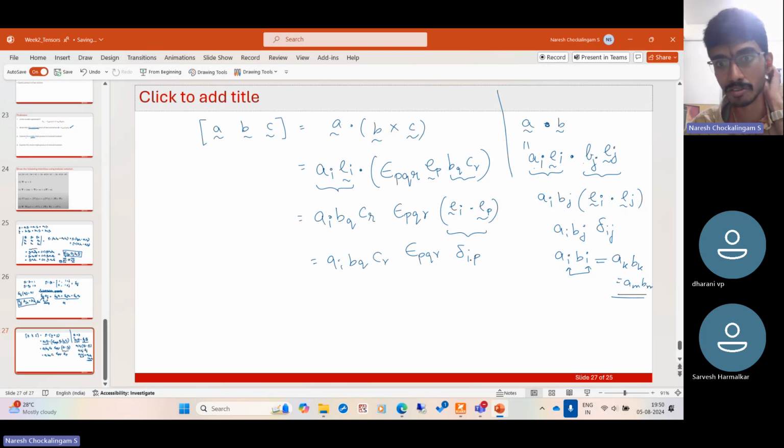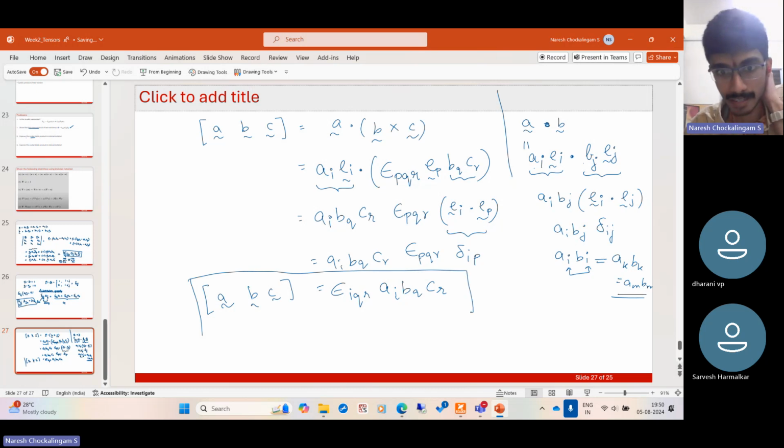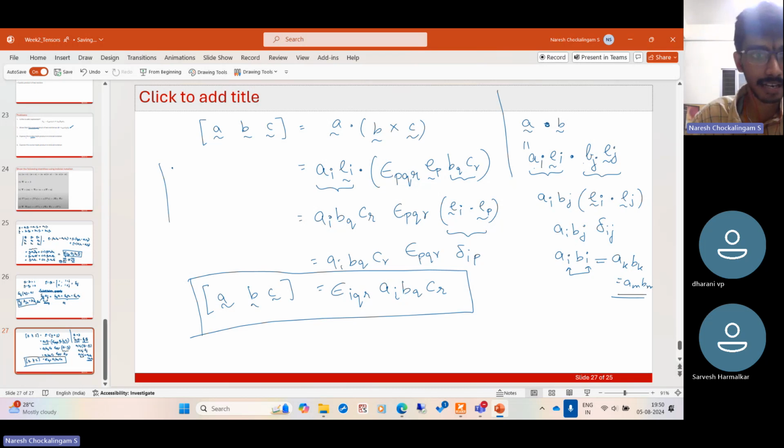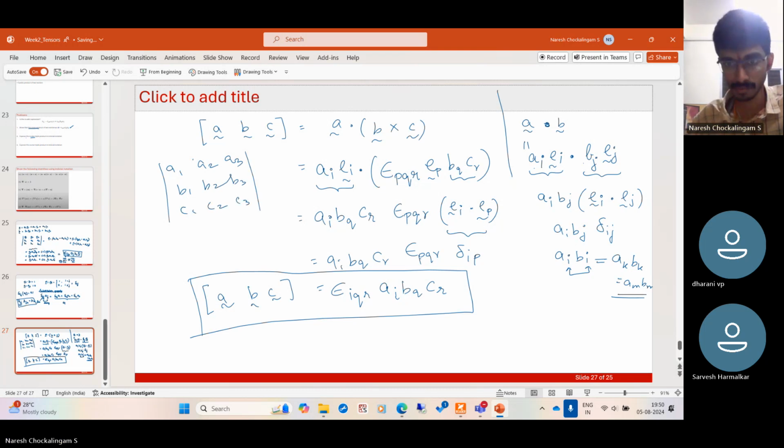What does delta ip do? Delta ip substitutes wherever p is there with the symbol i. So in place of p here, I'll put i. So it is nothing but epsilon iqr ai bq cr. So an expression for the triple product is this. Now this is also consistent with the determinant form of a triple product, right? So the volume of a parallelepiped is given by the determinant of a1, a2, a3, b1, b2, b3, c1, c2, c3.